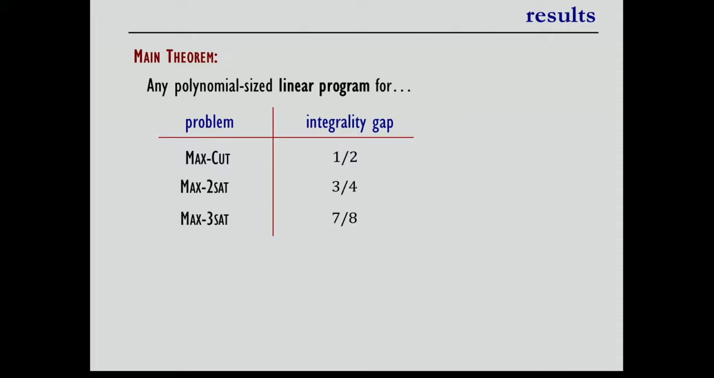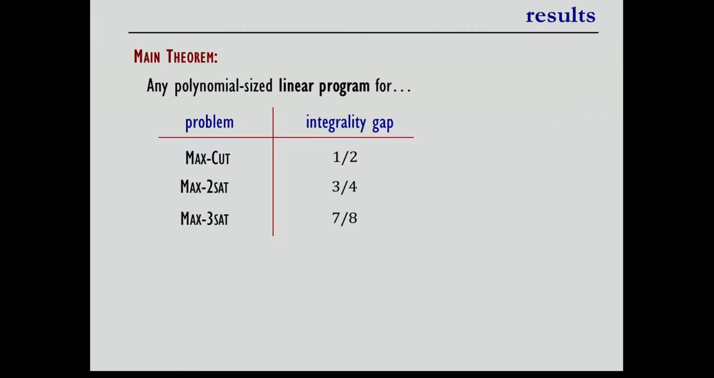So let me just point out that these are the integrality gaps achieved by the most standard basic LP that you would write down on day 1 for these problems. These are also the approximation ratios you would achieve by just random assignment to the variables. In the case of max 3 set, by Johan's work, we know it's NP hard to approximate within 7/8. So in particular, if P is not equal to NP, it implies this result, but this will be unconditional.